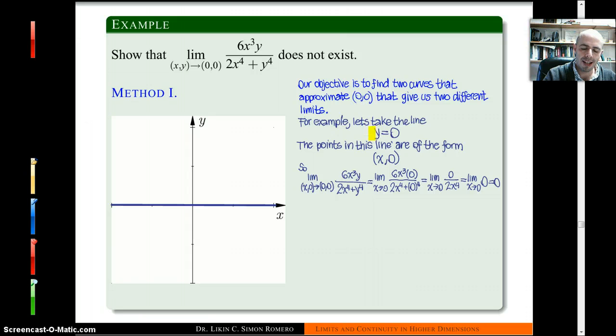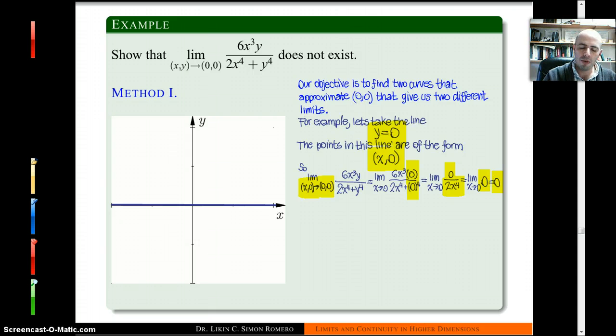So for example, take the line y equal to 0. The points on this line are of the form x, 0. Notice that we're replacing y equal to 0, so that will leave us only with x as the variable. So I'm replacing y's for zeros, and then I'm going to take the limit. The top is 0, the bottom is 2 times x to the 4, and then that gives you 0. The division of those two things is 0, and the limit of a constant 0 is equal to 0.